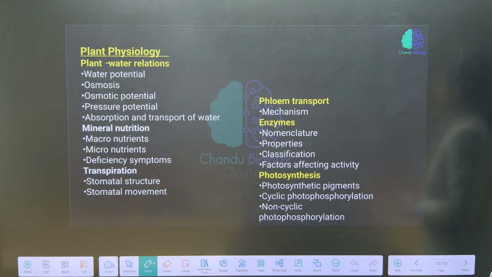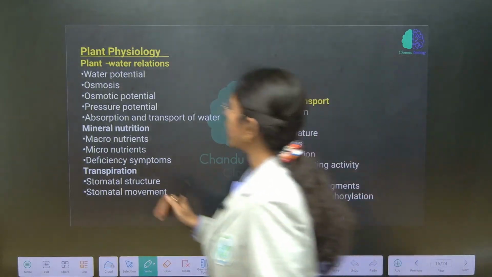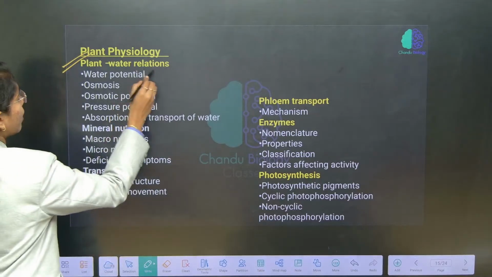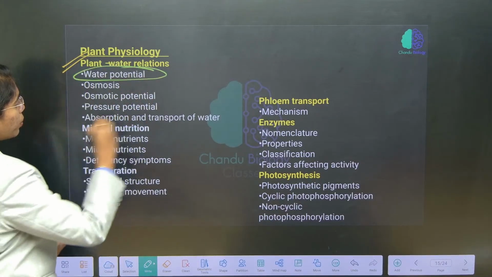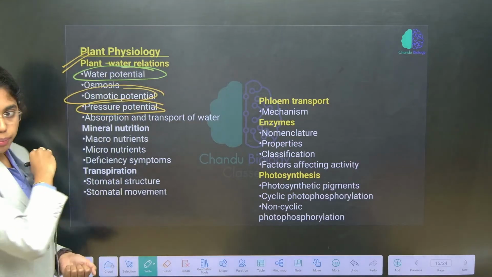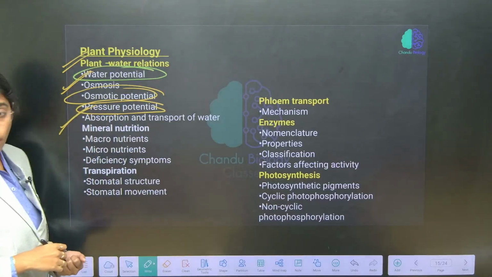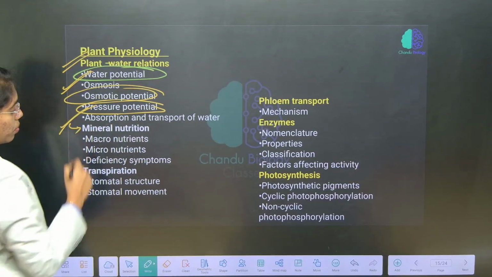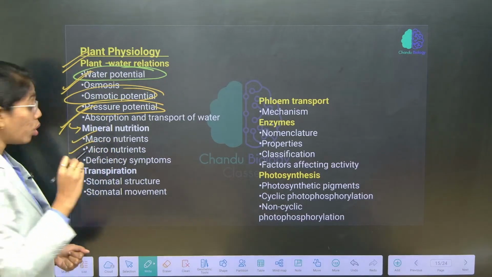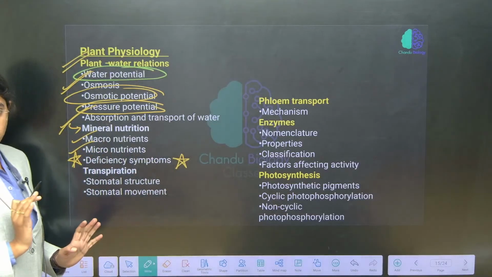Plant physiology, as I told you, we have to address it from transport in plants, that is we need to learn plant water relations. Plant water relations you have to initially learn about water potential, pressure potential, solute potential or osmotic potential. Then about osmosis, absorption and transport of water, and mineral nutrition. Mineral nutrition followed by what? Macro and micronutrients, most important deficiency symptoms. Quite a few times asked question.